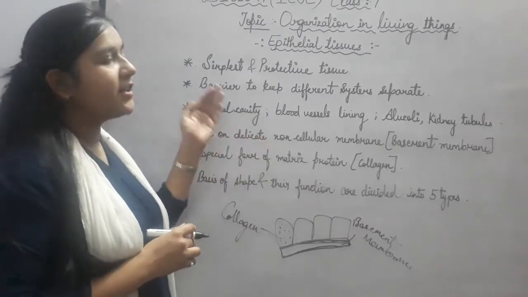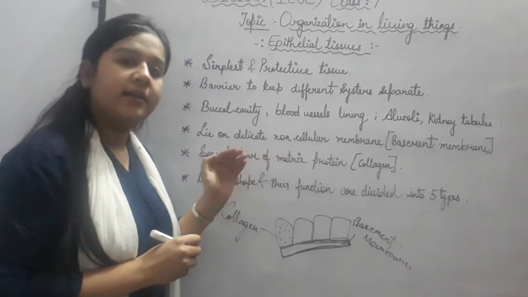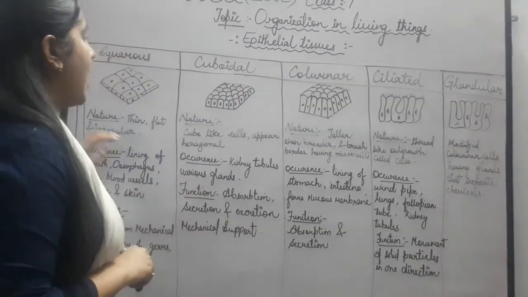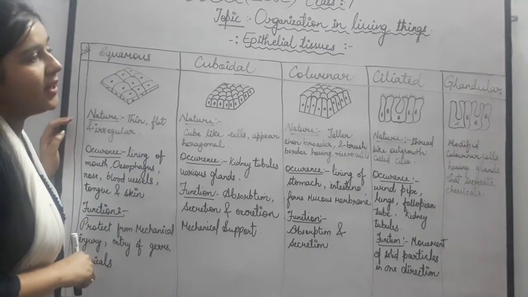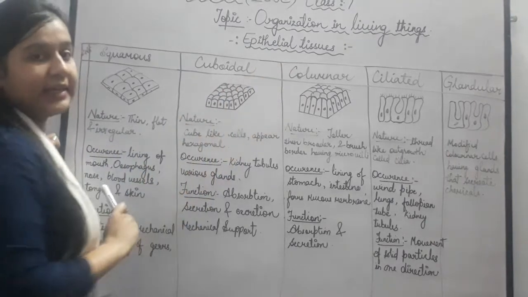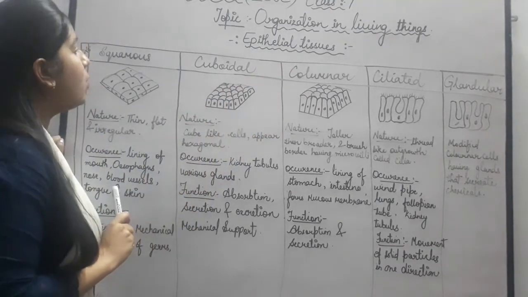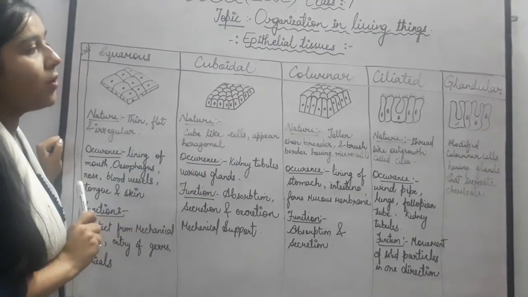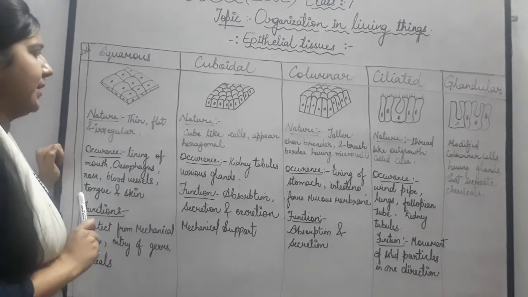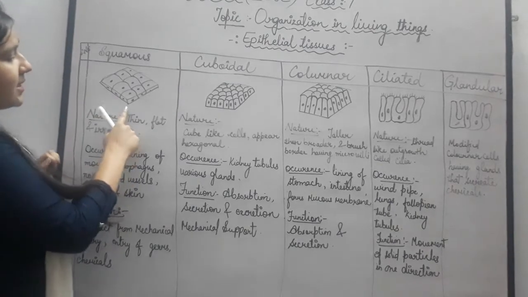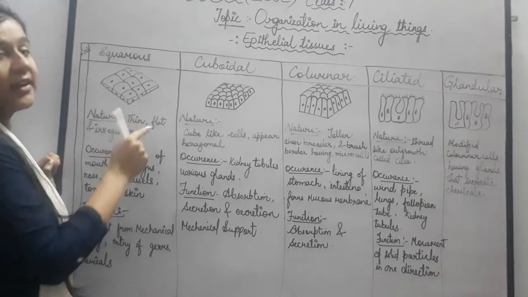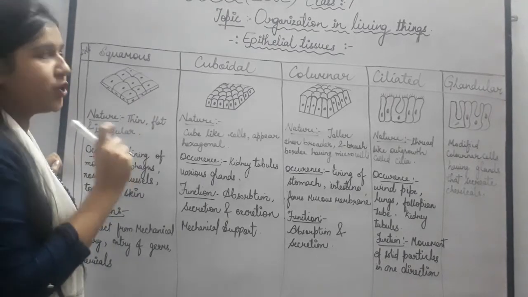Now, let us see the different types of epithelial tissues. I have already told you that epithelial tissues are of five types: squamous, cuboidal, columnar, ciliated and glandular. Now let us see each of them individually. First one is squamous epithelium. This is the diagram of squamous epithelium. These cells are very thin, flat and irregular. They have no proper shape.